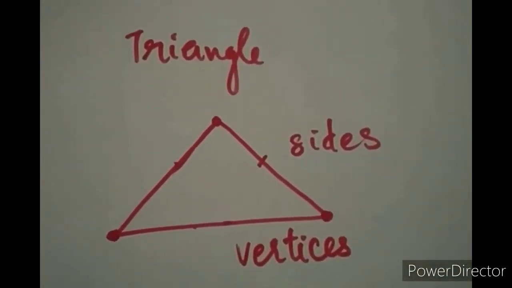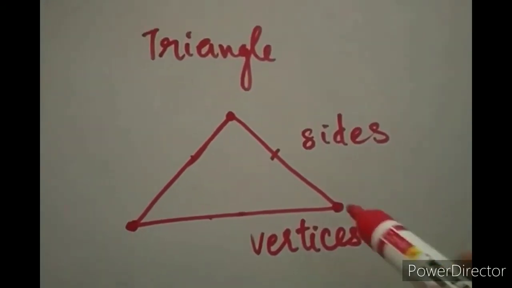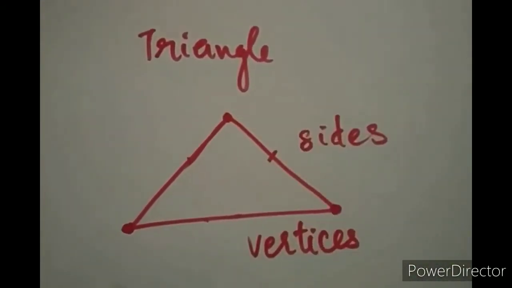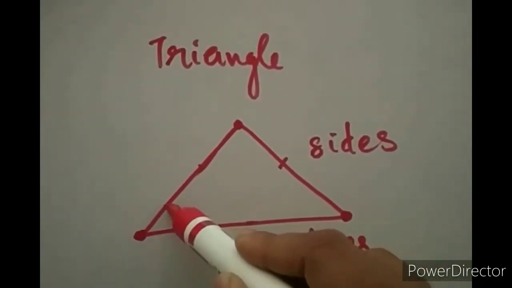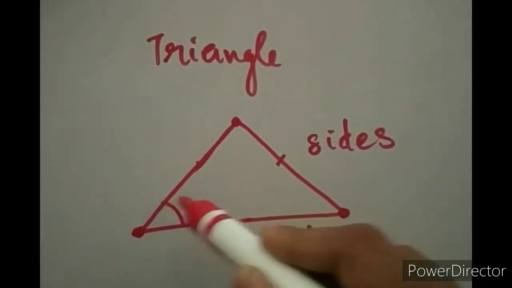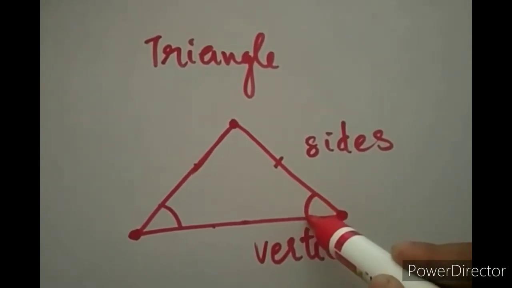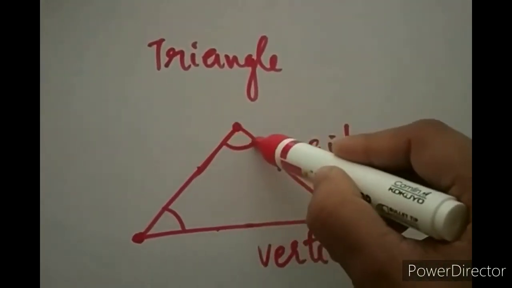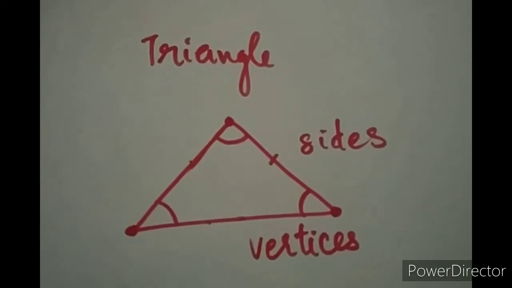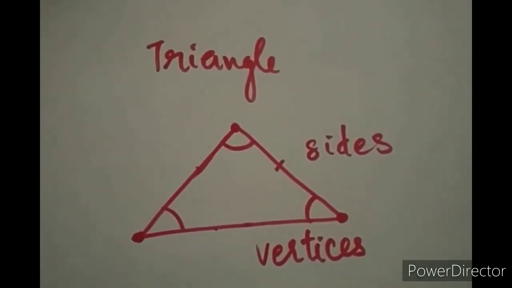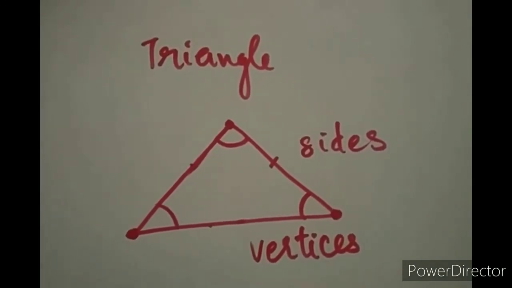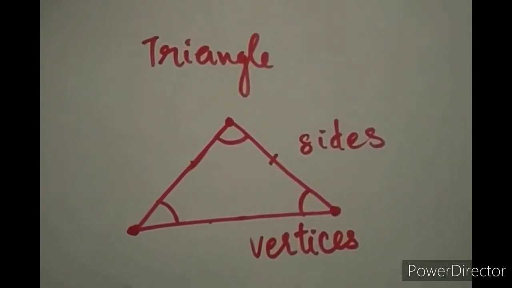So a triangle has how many vertices? 3 vertices. And it has how many angles? So we have an angle here. There is another angle here. So here we have 3 angles. So a triangle has 3 vertices, 3 sides and 3 angles.